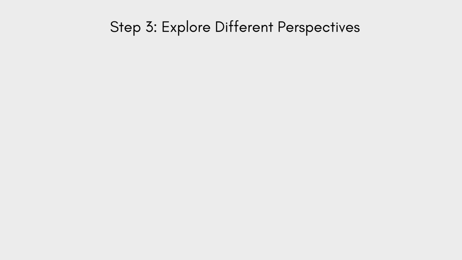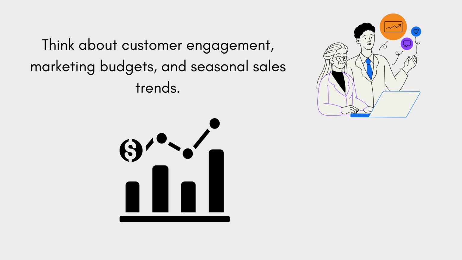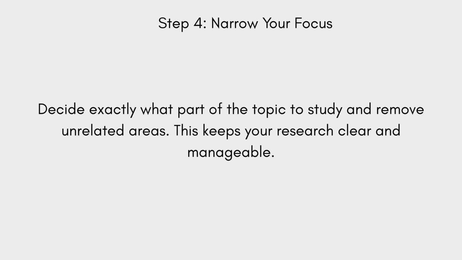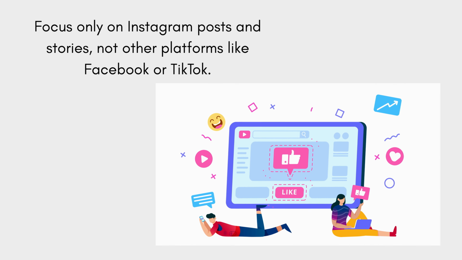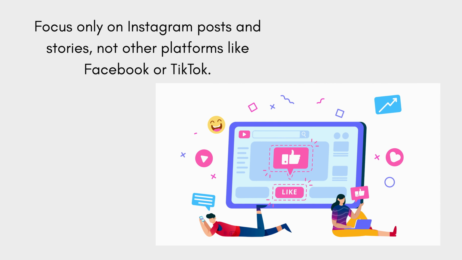Step 3. Explore different perspectives. Consider different angles of the topic and get advice from experts or colleagues. This helps you see potential challenges and opportunities in your research. Example: think about customer engagement, marketing budgets, and seasonal sales trends. Step 4. Narrow your focus. Decide exactly what part of the topic to study and remove unrelated areas. This keeps your research clear and manageable. Example: focus only on Instagram posts and stories, not other platforms like Facebook or TikTok.